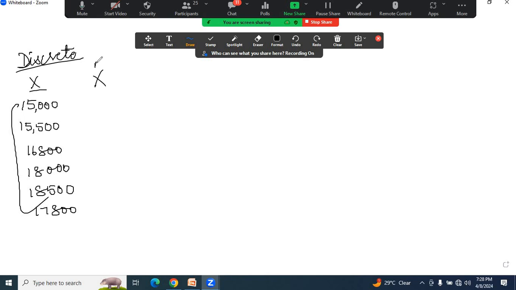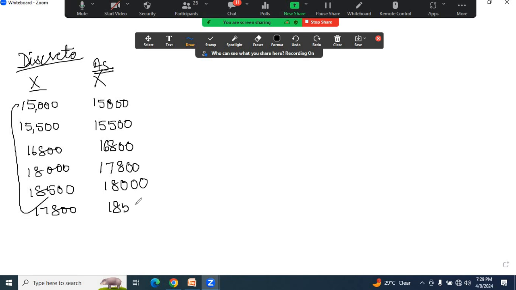So X in ascending order, the lowest is 15,000, then 15,500, then 16,800, then 17,800, then 18,000, then 18,500. Then we have frequency. Here, first number 24, then we have 26, then 20, then we have 30, 16 and 6. Now in this case, we need to find one more column, that is CF.